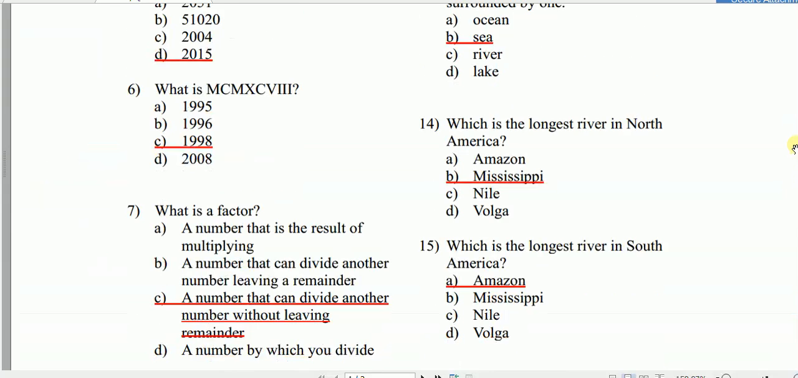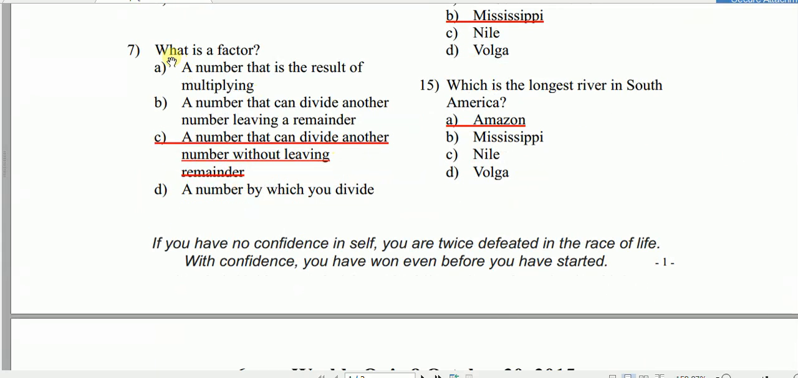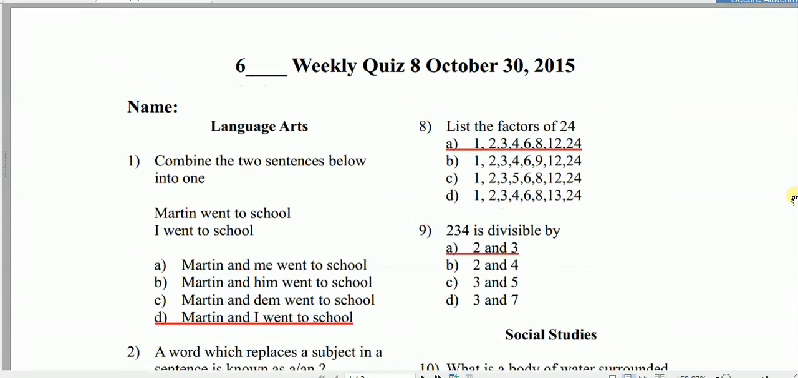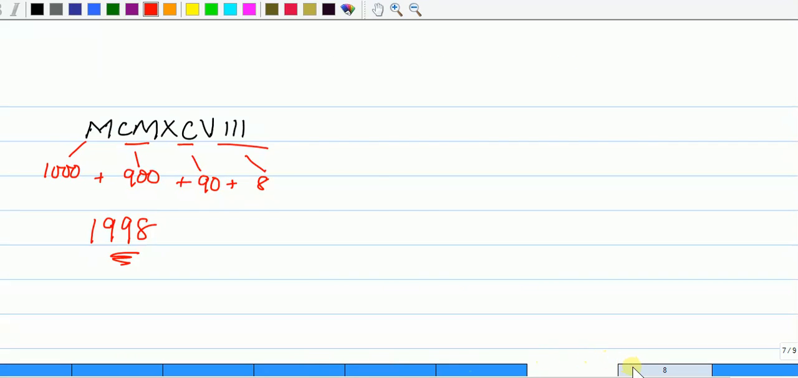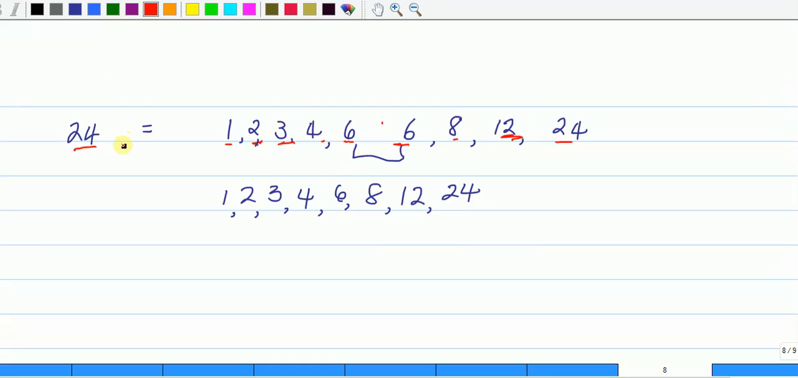Number 7. It says, what is a factor? And a factor is a number that can divide another without leaving a remainder. We now go to number 8. It says, list the factors of 24. So let's go over. And what are factors? Factors are numbers that can go into another without leaving a remainder.